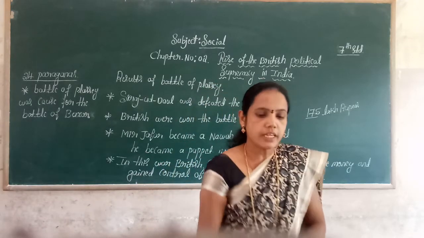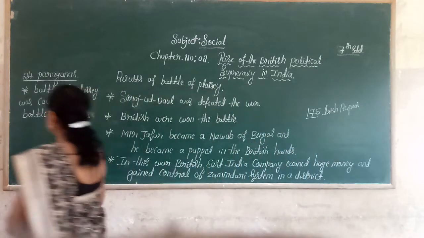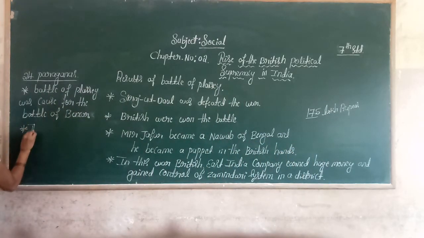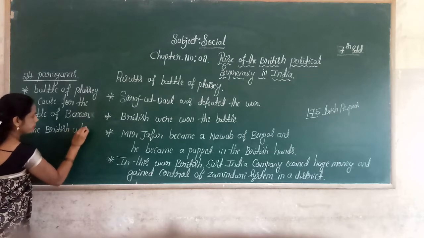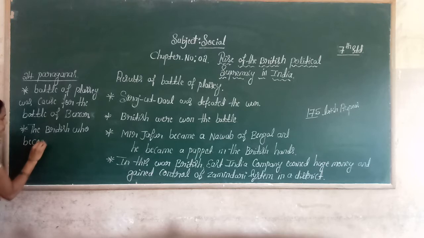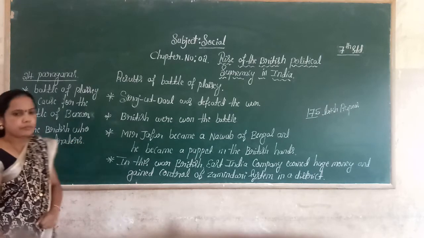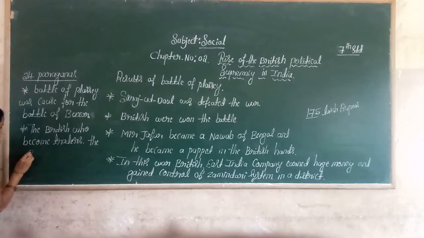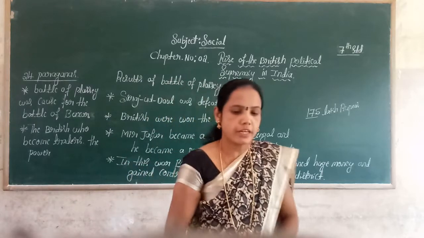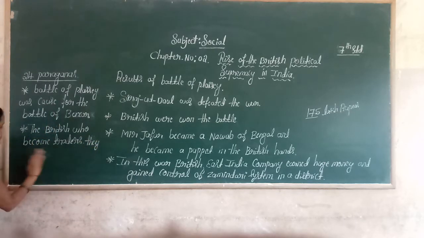And the next one is that the English, who came as traders, obtained the power of administration. Next effect: the British, who became traders, obtained the power of administration. It means what? Traders obtained it.